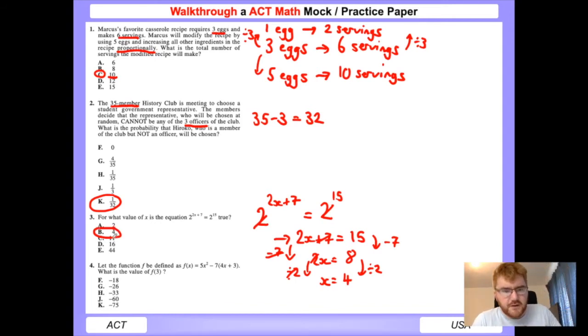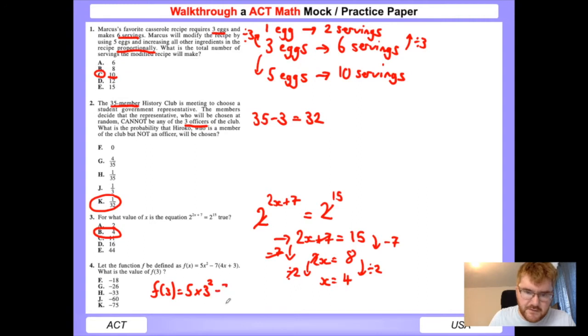Now we've got some function work. So we've got a function f of x equals 5x squared minus 7 open brackets 4x plus 3. And we want to find the value of f of 3. So to find the value of f of 3, wherever we see an x, we put a 3. So all I'm doing here is copying this out and just replacing the x with a 3. Remember, x is 4 times x. And remember your PEMDAS at this point.